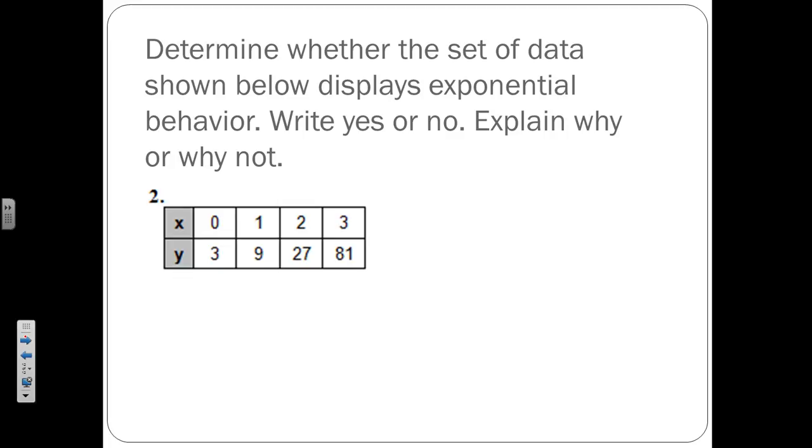So now let's take a look at number 2. So our x values are increasing by 1, while our y values, to go from 3 to 9, we want to multiply by 3. And then again, from 9 to 27, we would multiply by 3. And from 27 to 81, we would multiply by 3.